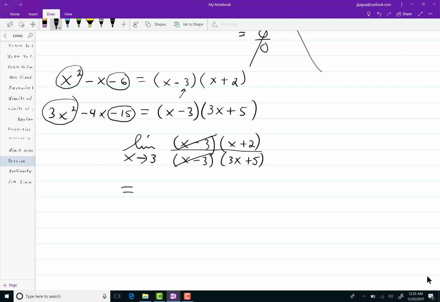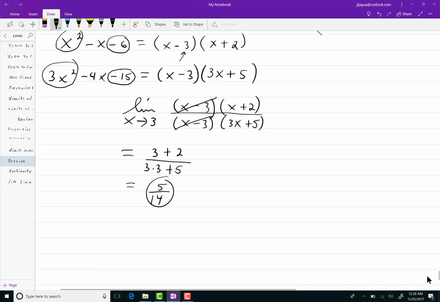Now at this stage, since 3 is no longer a problem number, I can just plug it in for x. So I'll have 3 plus 2 divided by 3 times 3 plus 5. That equals 5 divided by 14. And you can check it out with the calculator. In fact, I encourage you to do so.